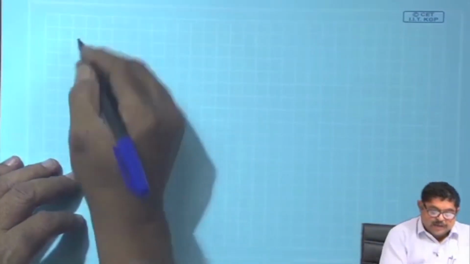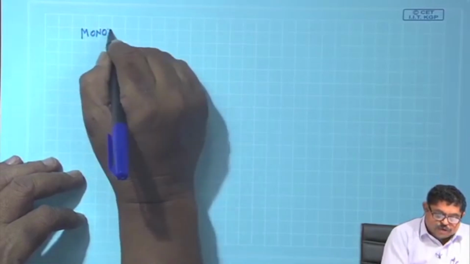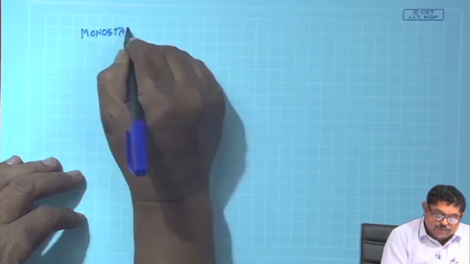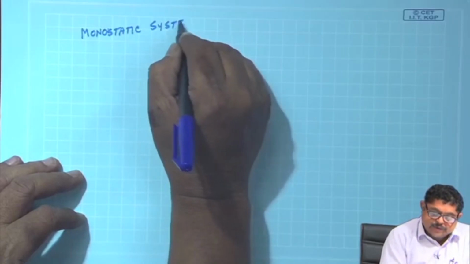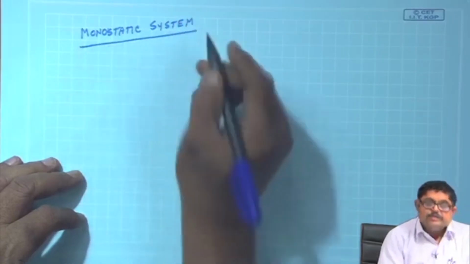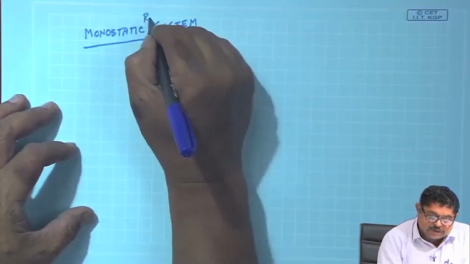Now, we can make another assumption, that we have a monostatic system. We have discussed this in previous classes, the monostatic radar system.